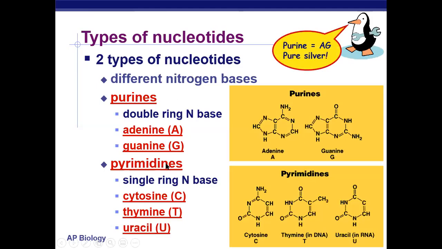If you are well versed in the periodic table, knowing that Ag is silver, pure silver, Ag is a purine. It's kind of a mnemonic if you want it.